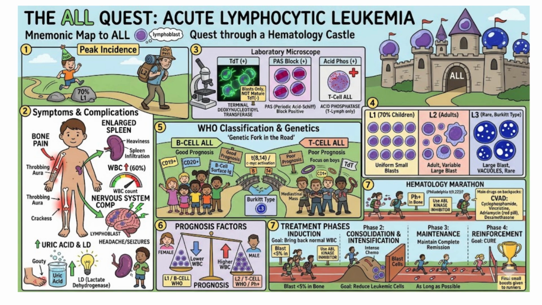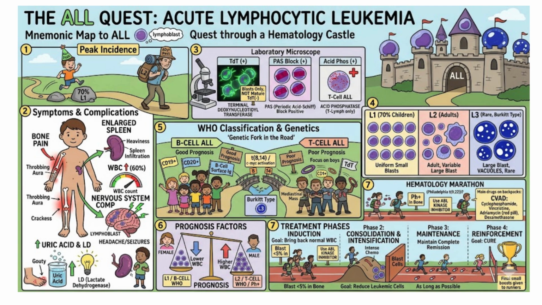In contrast, the T-cell type is shown to primarily affect boys and carries a poorer prognosis, characterized by CD1, CD2, E-rosettes, and TdT positivity. This section also highlights the Burkitt type, which corresponds to the L3 morphology, and is driven by a translocation between chromosomes 8 and 14 that activates the C-MYC oncogene. These genetic and lineage factors are crucial because they directly influence the prognosis, where female patients, those with lower white blood cell counts, and those with L1 or B-cell types generally face better clinical outcomes.